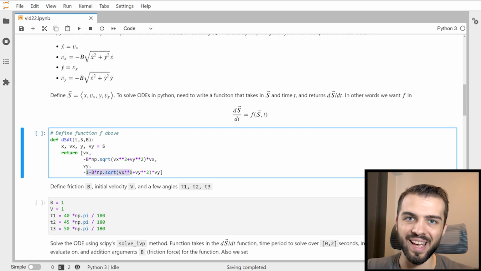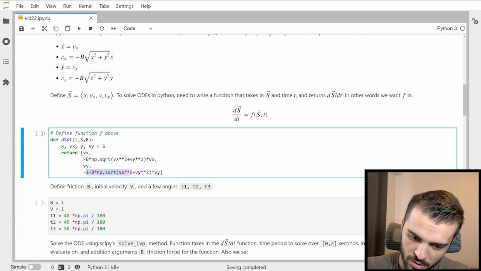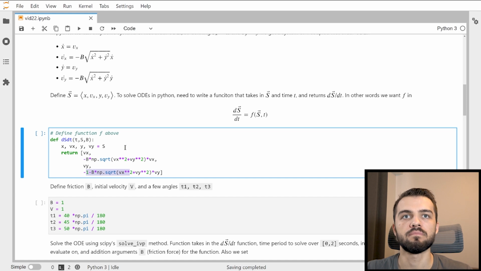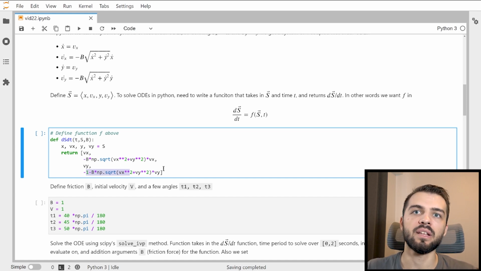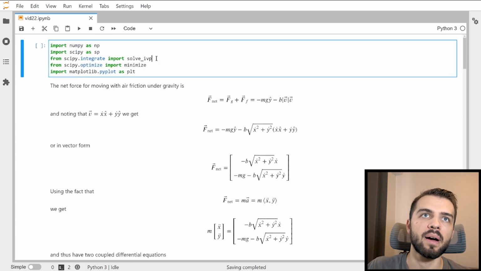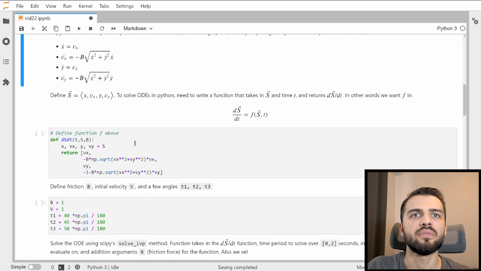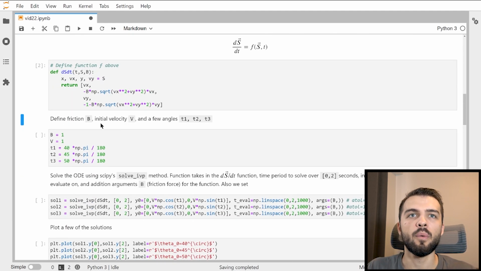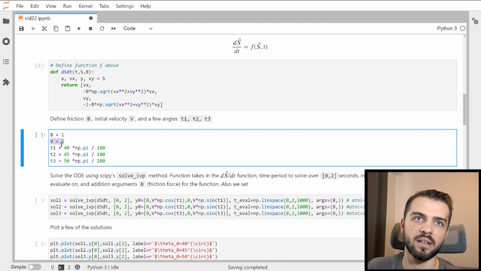So I have this function, and that function is sort of like a puzzle piece that you put into any of the solvers in Python, in SciPy, and it knows how to communicate with functions like this. So let me import my packages here and define this function. So now I have ds dt, and I want to solve this for a few different values. So I'm going to define the friction b, the initial velocity v, and a few initial angles. So b is 1, v is 1, and we'll launch it at 40, 45, and 50 degrees.